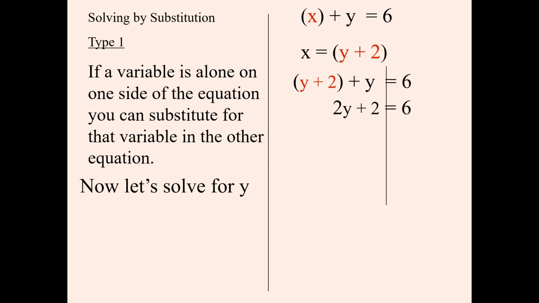That's easy. I've got y plus 2 plus y, so that's really 2y plus 2. I need to isolate my variables, so I'm going to subtract the 2 off. That's going to give me 2y equals 4. And then I need to get y by itself, so I'm going to divide by the 2 and find that y itself is 2.